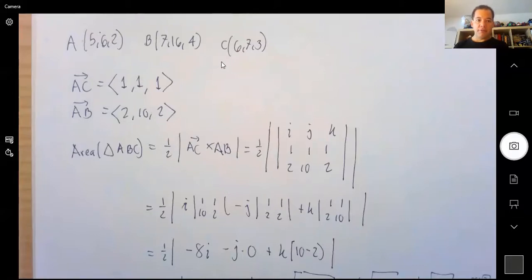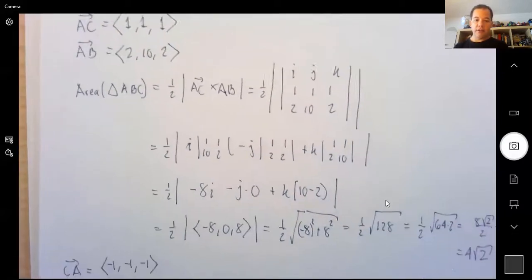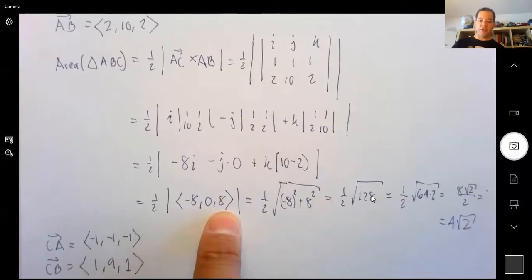Same with AB. So for AC it is 6 minus 5, 1; 7 minus 6, 1; 3 minus 2, 1. So 1, 1, 1. And then AB is 7 minus 5, 2; 16 minus 6, 10; 4 minus 2, 2. Then I calculated the cross product, and you'll see it right here. And we got negative 8, 0, 8, just like Luis and Daniel showed.